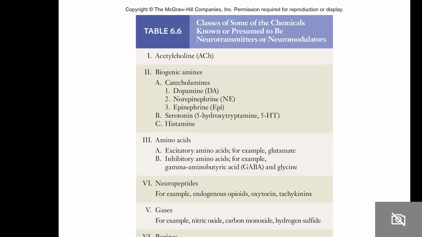You have neuropeptides like opioids. Opium, heroin, and morphine are all opioids. Okay, they're in that class, neuropeptides. Oxytocin is a hormone and neurotransmitter. It is the hormone that causes contractions to occur for delivering. It is a bonding hormone. Okay, it's stored in the posterior pituitary, but it is also a neurotransmitter.